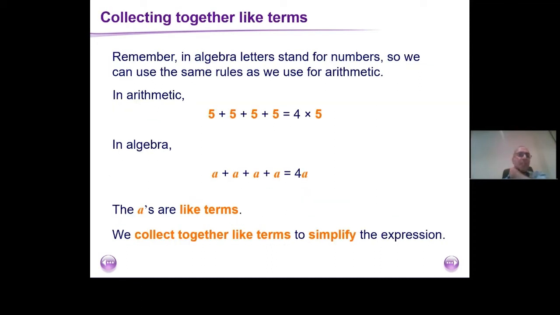So in algebra, letters stand for numbers, so we can use the same rules as we do for arithmetic. If we were told 5 plus 5 plus 5 plus 5 equals 4 times 5, the same would be said about a plus a plus a plus a. That would be 4a, so they're identical again. So the a's are like terms, and you collect together the like terms to simplify the expression. Both are correct, but if you were asked to simplify a plus a plus a plus a, it would be 4a.